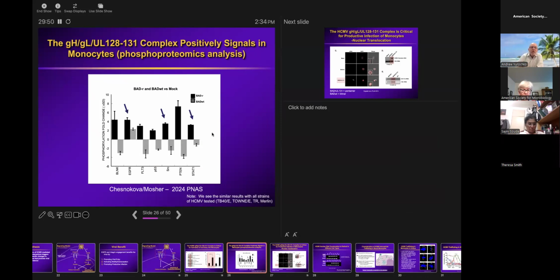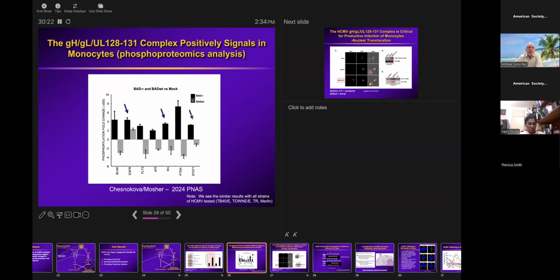This is a phosphoproteomic array in which we looked at something like 300 different phosphorylated proteins. And in black is the correct virus that has all the wild type virus to infect clinical cells such as monocytes. The lighter gray bars is the virus that does not have that. It's the broken virus. And what you can see in each black bar, there's a much higher, or in some cases, a positive signal, while the gray in most cases a negative, except there's one case where you do see a little bit less signaling.